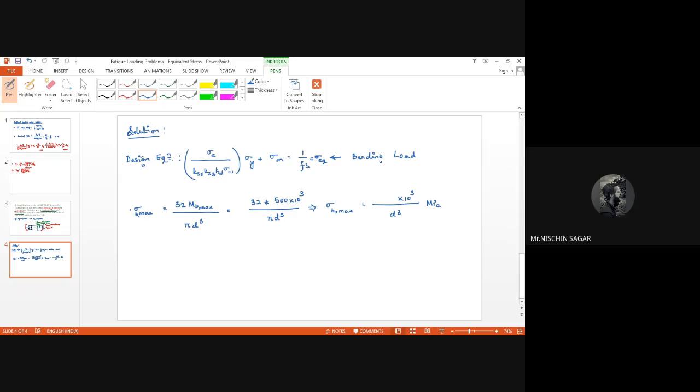Sir, 50929. Into 10 to the power of 3 by D cube. You left out the 10 to the power of 3, right? Sir, 50929, no sir, I multiplied. It is 509.29, isn't it? 509.29 into 10 to the power of 3? Yes sir. Okay, fine.